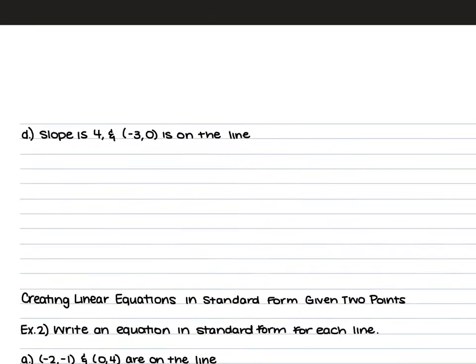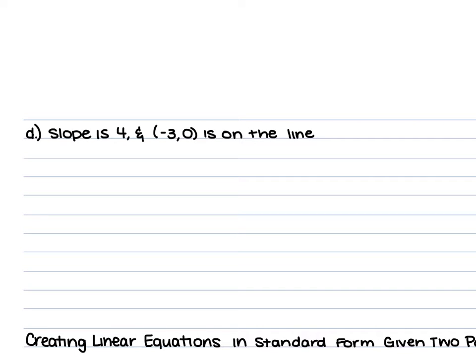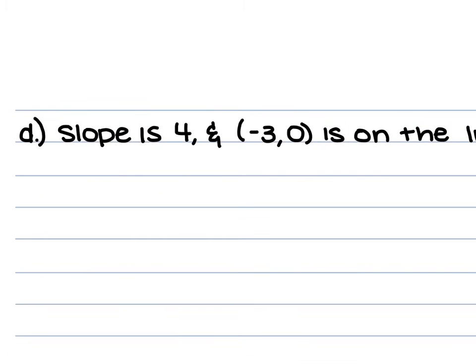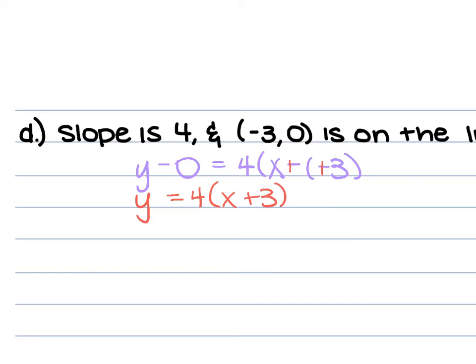If we look at our next example, we have a slope of 4 and the ordered pair negative 3, 0. So this negative 3, 0, we can plug in with our slope to our point slope form. And we're going to have y minus 0 is equal to 4 times x minus negative 3. Those two negatives next to each other turn into positives. So y minus 0, which we can just use as y, is equal to 4 times x plus 3. So distribute the 4 in. We have y is equal to 4x plus 12.